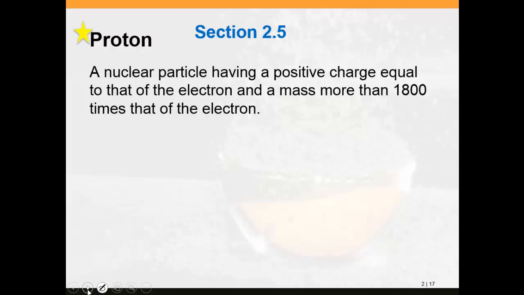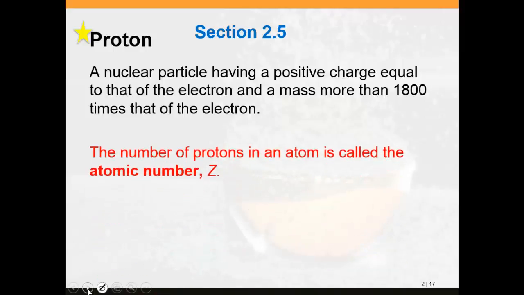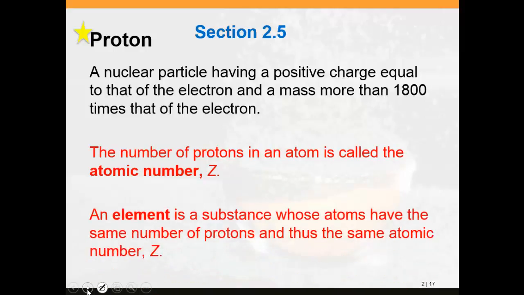And so we're going to be reading section 2.5 about the proton. Essentially it's almost 2,000 times the mass of the electron, and that's why we say the electron basically has a mass of 0 AMUs. Now the number of protons inside an atom is called the atomic number. It's also called the Z number, okay? And so atoms of the same element all have the same number of protons, and so they have the same Z number.